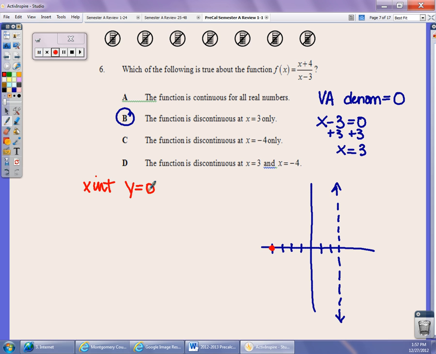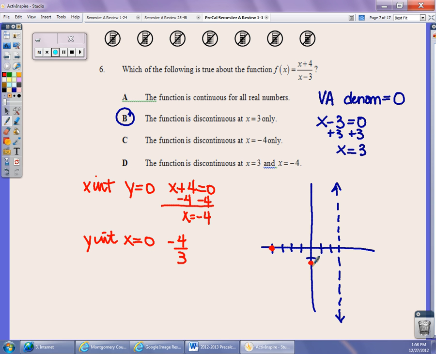And in this case, y will be equal to 0 where x plus 4 is equal to 0. Subtract 4 and subtract 4. x equals negative 4. So that gives us our x-intercept. Of course, our y-intercept occurs where x equals 0. So plug in 0 for both of those x's, and you get an intercept at negative 4/3 on the y-axis. That would be about just below 1, negative 1 1/3.